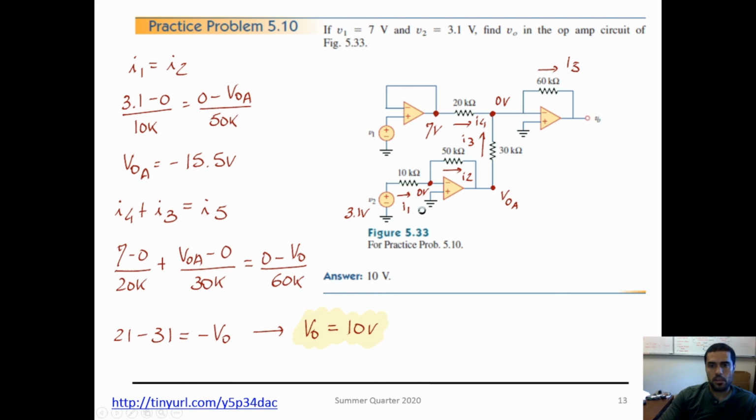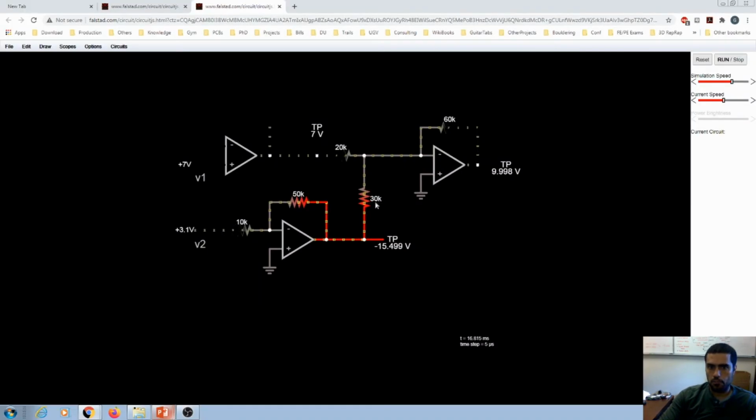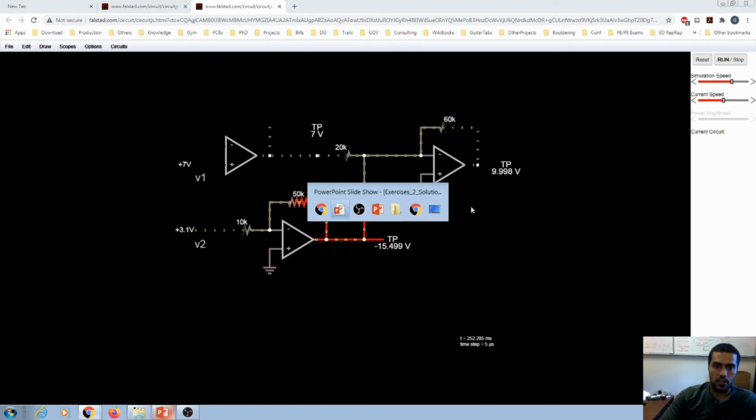All right, let's simulate the circuit. And this is what we have, 7 volts, minus 15.5. If I go here, I have 0 volts. If I go there, I should have 0 volts too. Let me actually put this slightly different here. So if I go there, I get 0 volts. All right, cool. So I'm going to put this one back. And everything is done correctly.